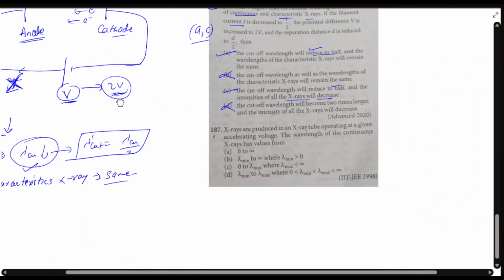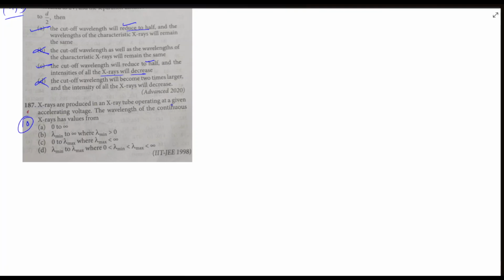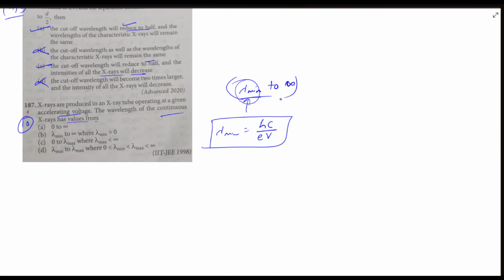Now let's move on to question number 10. X-rays are produced in an X-ray tube operating at a given accelerating voltage. The wavelength of the continuous X-ray has the values. Look, we know the continuous X-ray should range from lambda minimum to infinity, right? There is a minimum wavelength which is produced, which equals hc upon eV, and from there the wavelength can go up to infinity, right? So which option is correct?